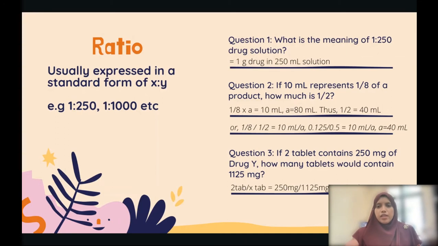If 10 ml represent 1/8 of a product, how much is 1/2? So 1/8 times A is equal to 10. So A represent the product. Okay. So A should be 80 ml. So thus, if 1/2, it should be 40 ml.